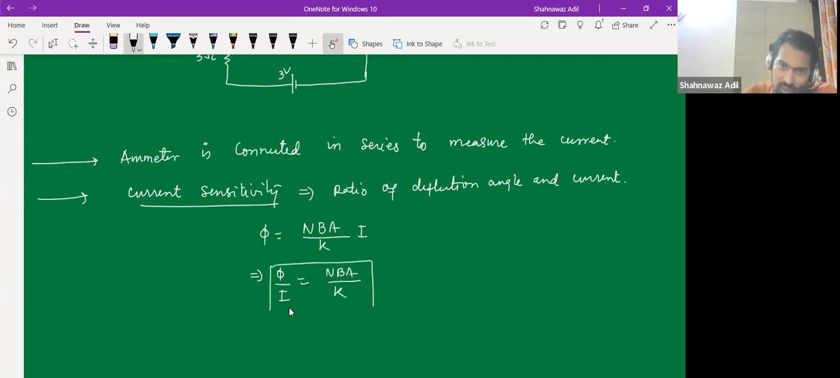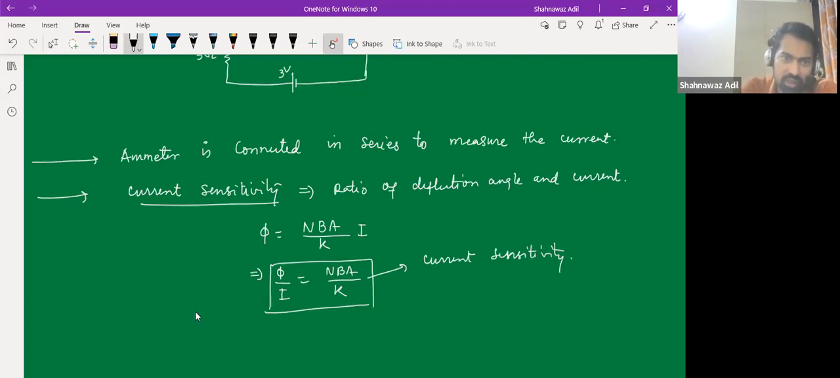So if we change the number of turns, then the sensitivity will change, right? So this is called the current sensitivity, the ratio of deflection angle by current. Okay, guys, understood? Yes, sir.